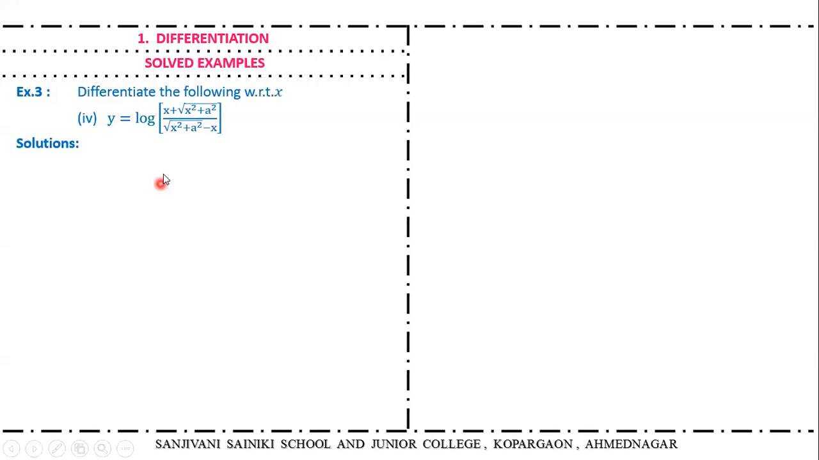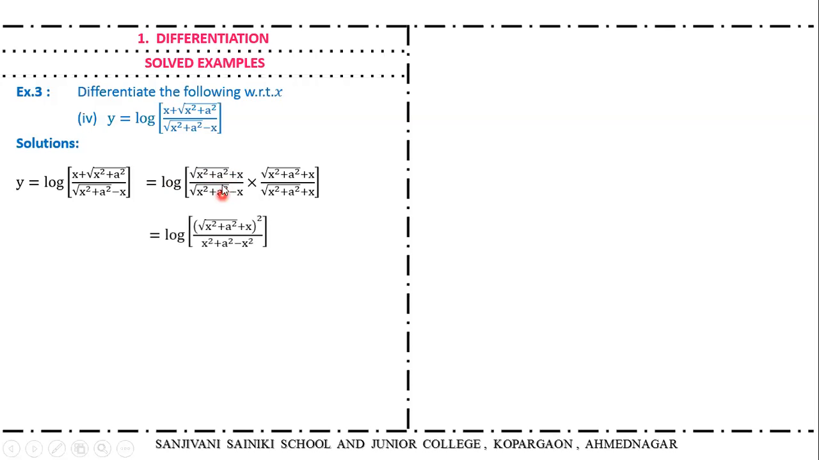Next example, y is equal to log of (x plus root x square plus a square) upon (square root x square plus a square minus x). Consider that we will rationalize this function. We will rationalize the denominator, so we multiply and divide by the conjugate of the denominator. Root x square plus a square minus x, its conjugate is root x square plus a square plus x. Multiply and divide by it, you get bracket square.